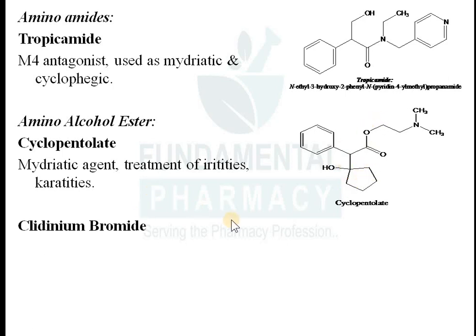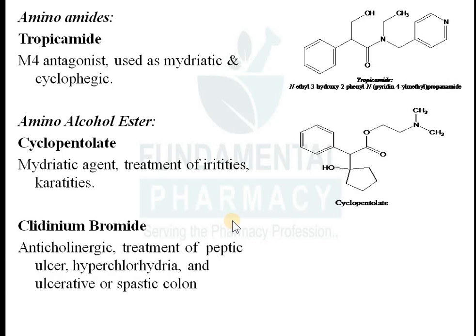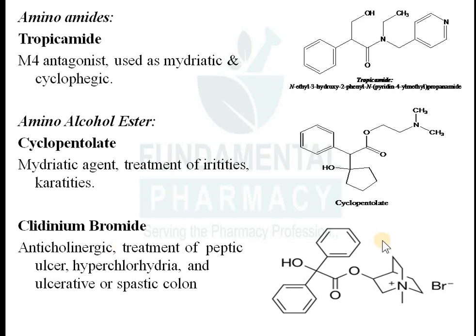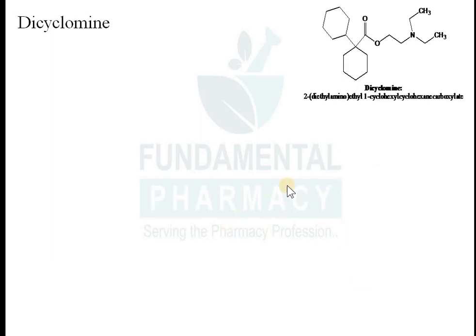Then clidinium bromide. It is also used as an anticholinergic, and it is used in the treatment of peptic ulcer, hyperchlorhydria, meaning excessive secretion of acid, and ulcerative or spastic colon. Okay, so this is the structure of clidinium bromide. It will block the muscarinic receptor present in the GIT area. So that's why it is used in the treatment of peptic ulcer. Now the next one is dicyclomine. This is the structure of dicyclomine, and dicyclomine means di is two, cyclo means ring. A structure having two rings, dicyclo and amine. So dicyclomine.